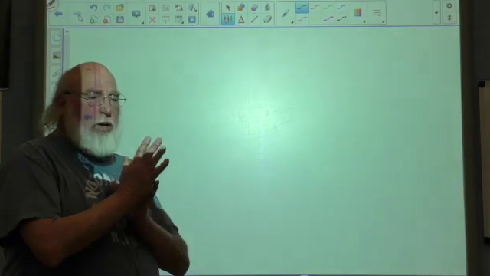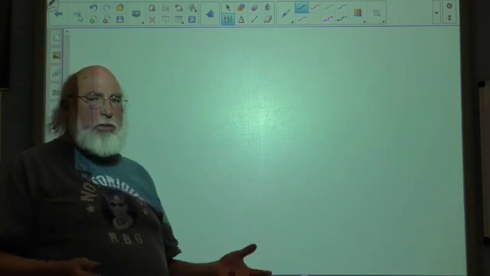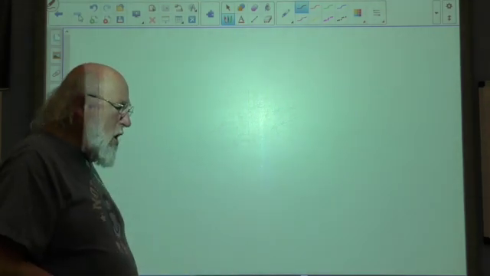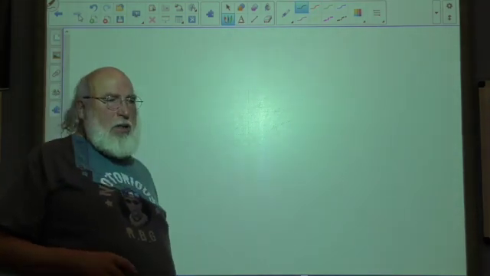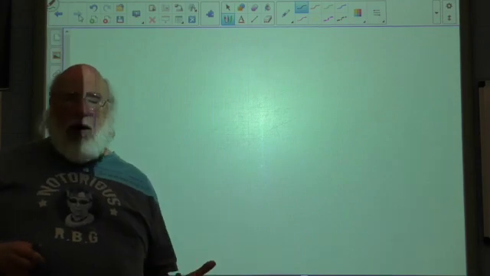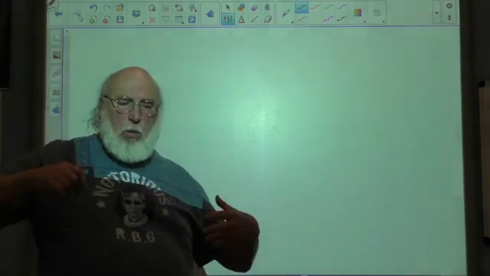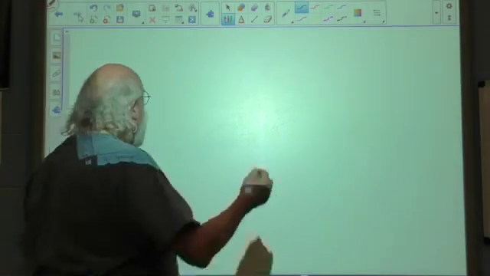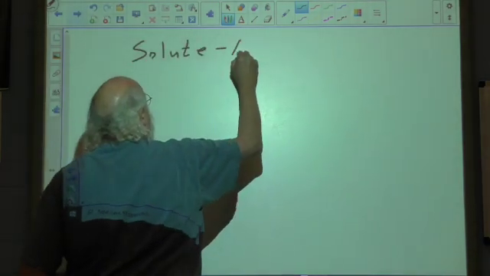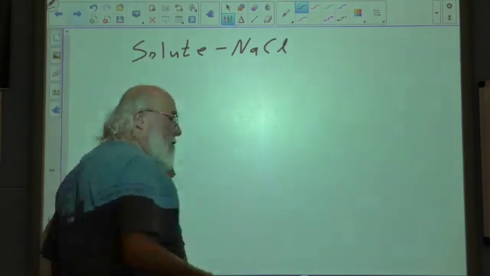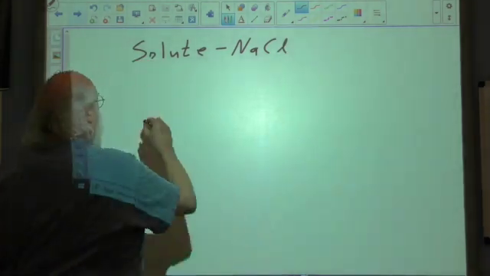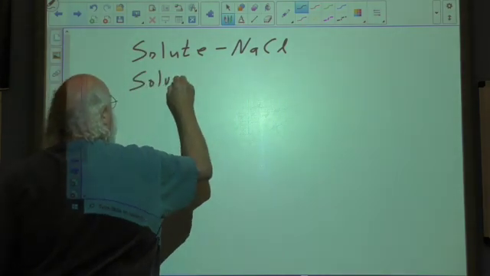All right, so we're going to get into how we describe dissolving from a chemical equation point of view. So in understanding how solutions work, we're going to be looking at a solute like, say, sodium chloride. And to refresh your memory, a solute is anything that's being dissolved in a solvent. The solvent here, of course, is water.